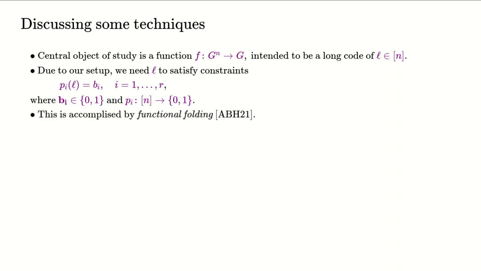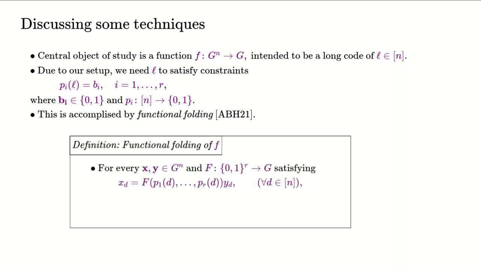For that reason, we require f to be functionally folded, which is a key tool of the UFG hardness result for abelian groups. We define functional folding as follows. The definition of functionally folded f says that for every G-valued n-tuples x and y and f mapping r-bit strings to G, which satisfy the relation shown on the screen, that is x_d is equal to f of π_1(d) up to π_r(d) times y_d for every d in n, we have f of x is equal to f of b_1 all the way up to b_r times f of y.